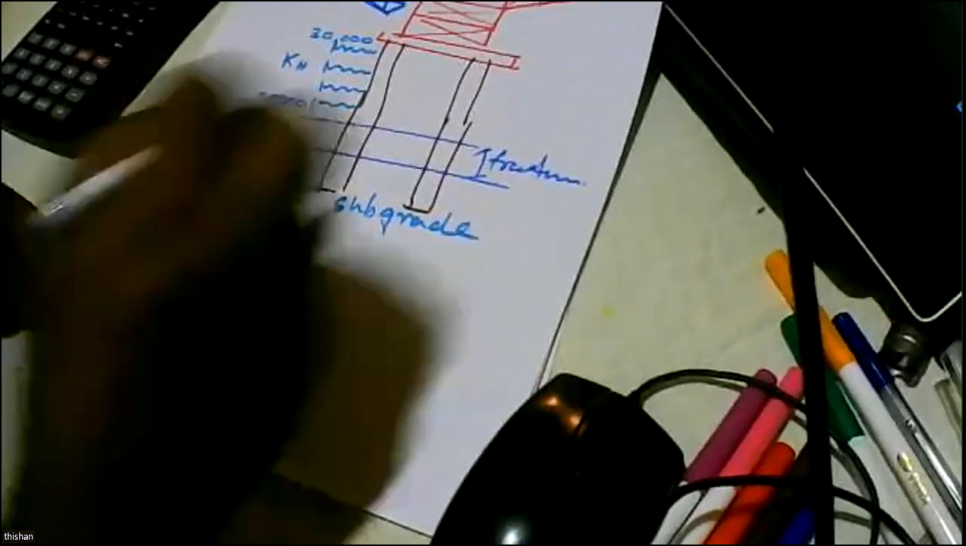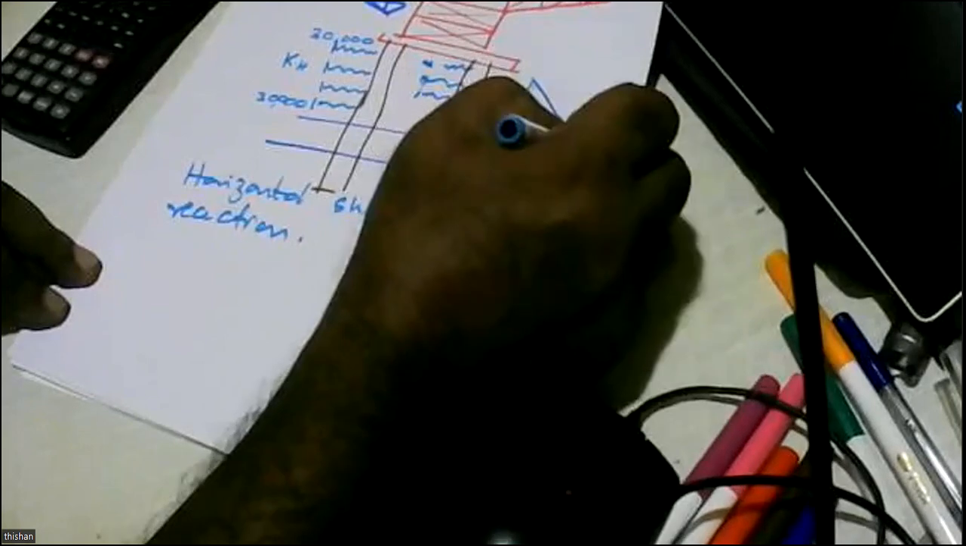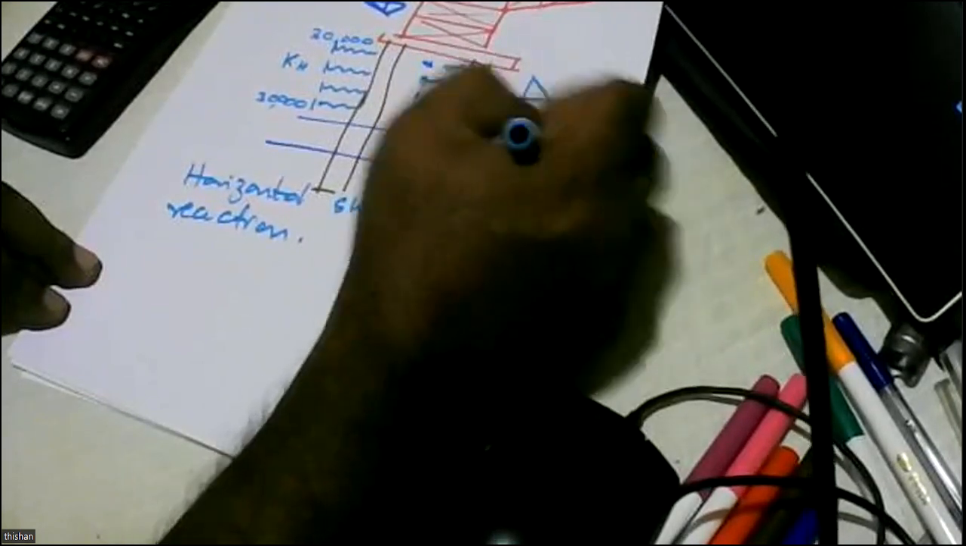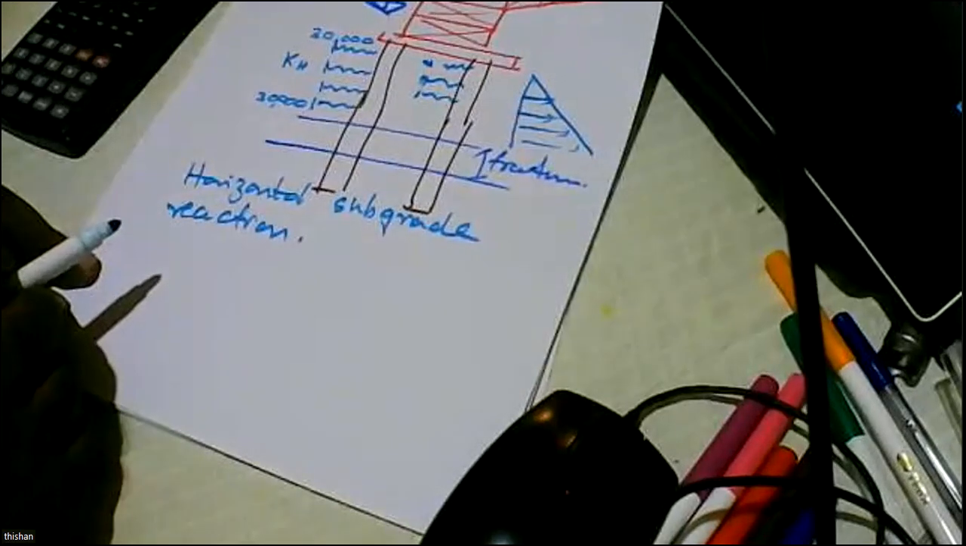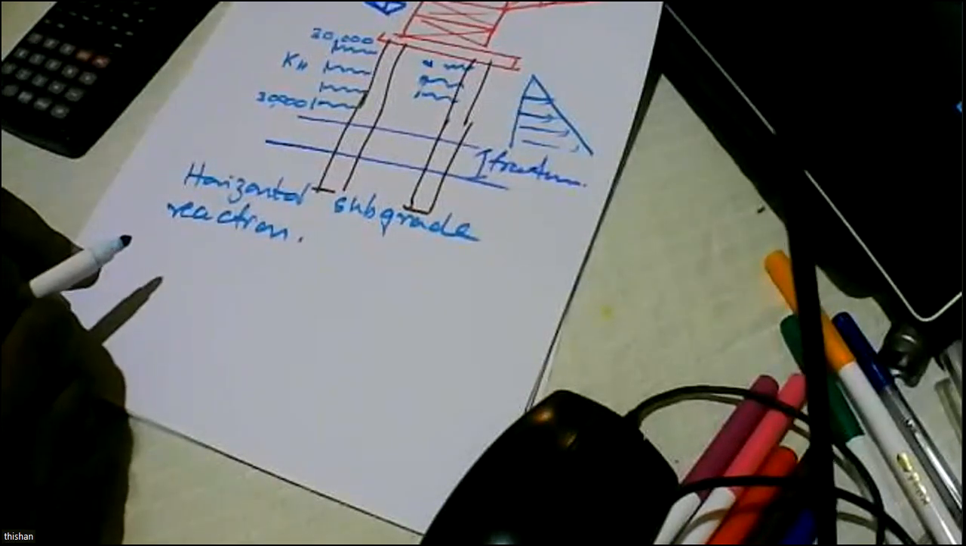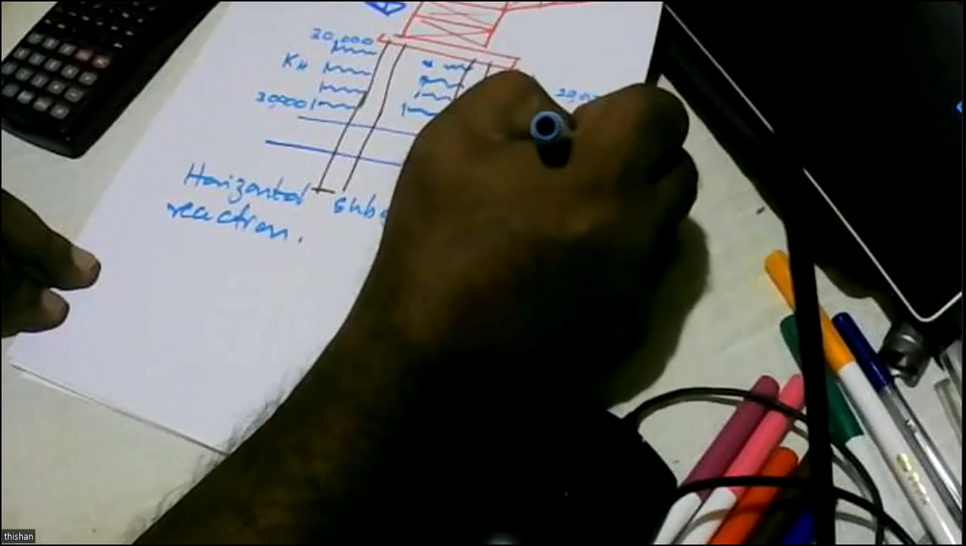But that is not the case you get in sandy soils. In sandy soils, it keeps increasing with the depth, whereas in over-consolidated clay soils it remains the same. In the case of sandy soils, we might start with 20,000, and at a certain depth, you might get even 100,000 or 200,000.